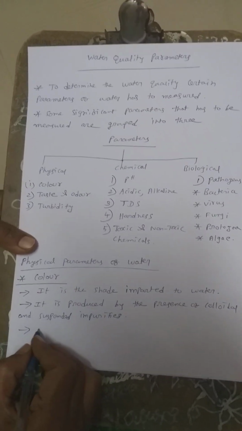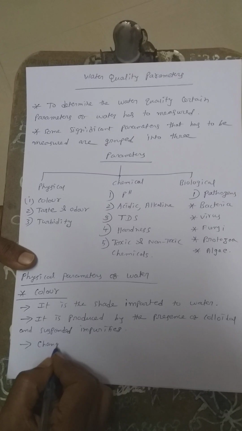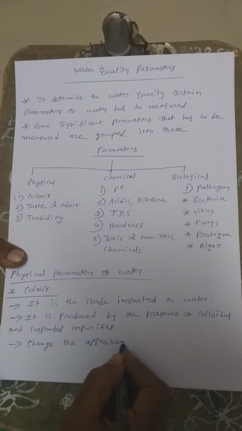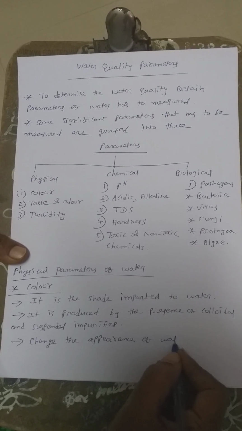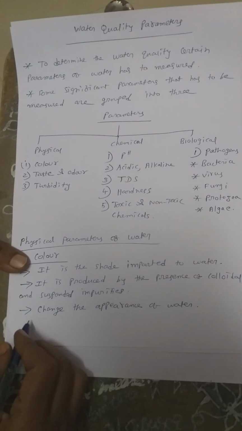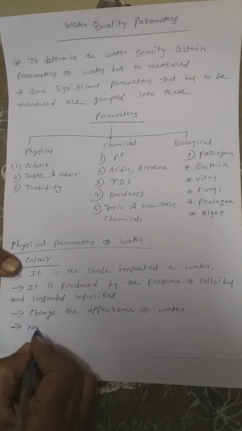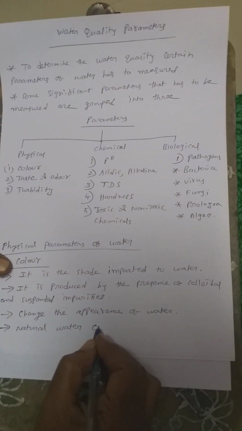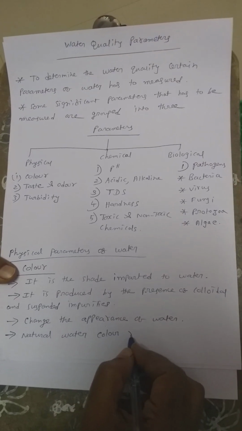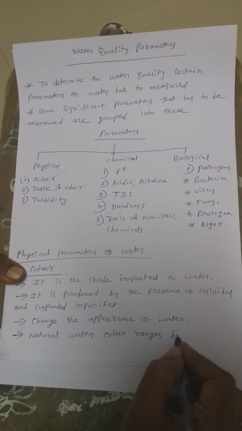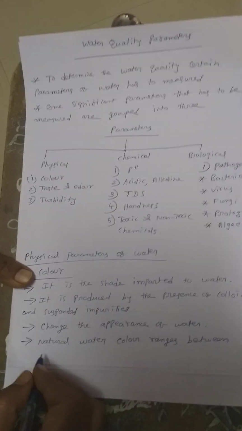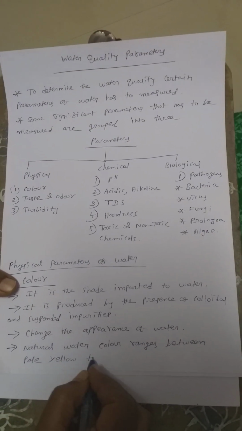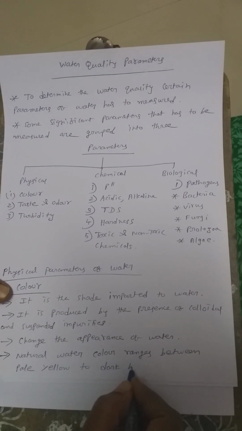These impurities change the appearance of water, and in natural water, the color, if we see, ranges between pale yellow to dark brown.